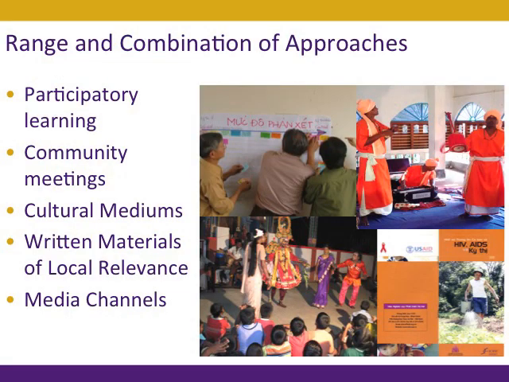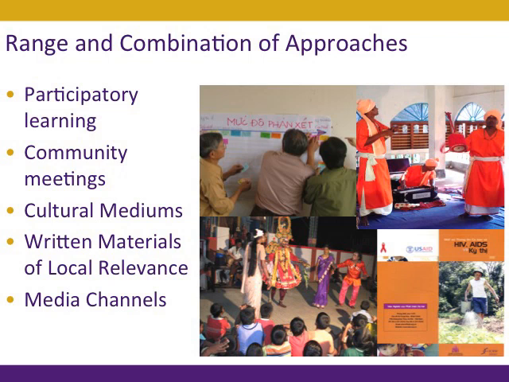The next really key element is to use a range and combination of approaches. In our intervention research in Vietnam, we found that the more activities people were exposed to, the greater improvements you saw. So the greater reductions you saw in their negative attitudes, and the more improvement you saw in their positive behaviors. So it's really important in interventions to use this kind of range and combination.